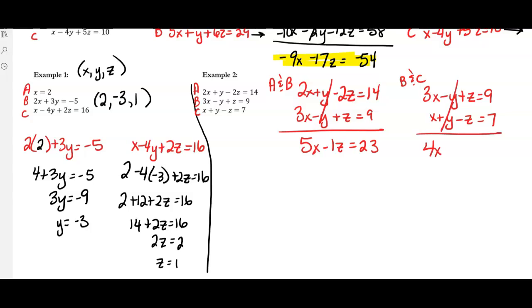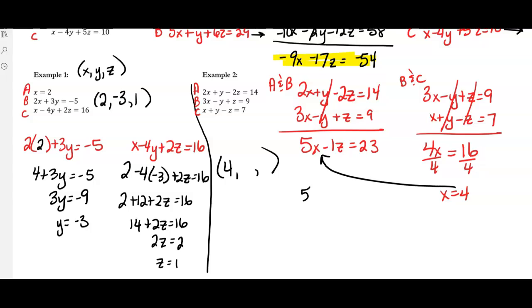So I get 4x. Oh, look at this. A positive z and a negative z, that's also going to cross off. So I end up with 4x is 16. Divide both sides by 4, so x is 4. Look, we already found an answer. That one wasn't that bad. Well, look here. If I plug this in here, I only have to solve for z now. I solve for z pretty easily.